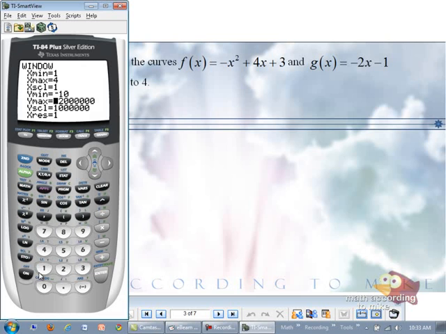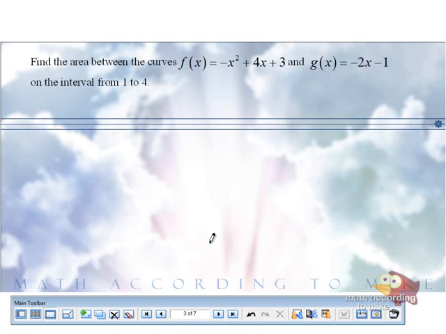Now, for the area between the curves, if your functions cross the x-axis, it doesn't matter at all. You're only caring if they cross each other. So graph, okay, there's your quadratic. There's your linear. One's on top of the other. Which one's on top? F of x. So when you go back, hey, it worked.